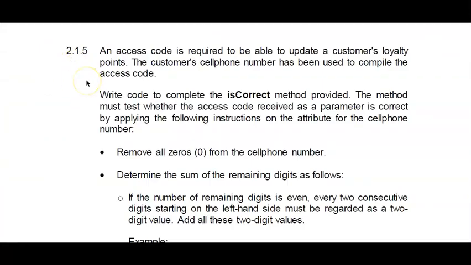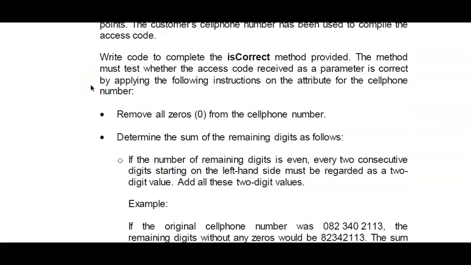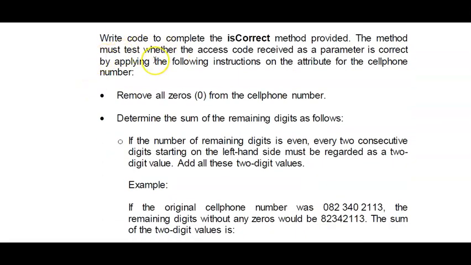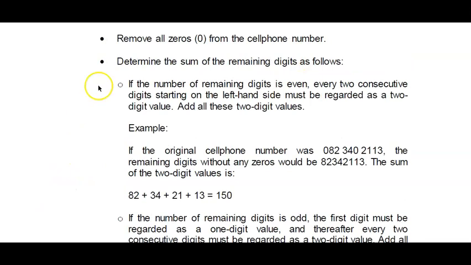For this next question, the skeleton code was provided, but we'll get to that later. And this is where we have to determine whether the access code is correct or not. So here they're explaining to you how this access code was created, and you need to test it. So the access code is a parameter, and you need to do the following calculations using the cell phone number to determine whether that access code was correct. Here are the steps. It's quite lengthy.